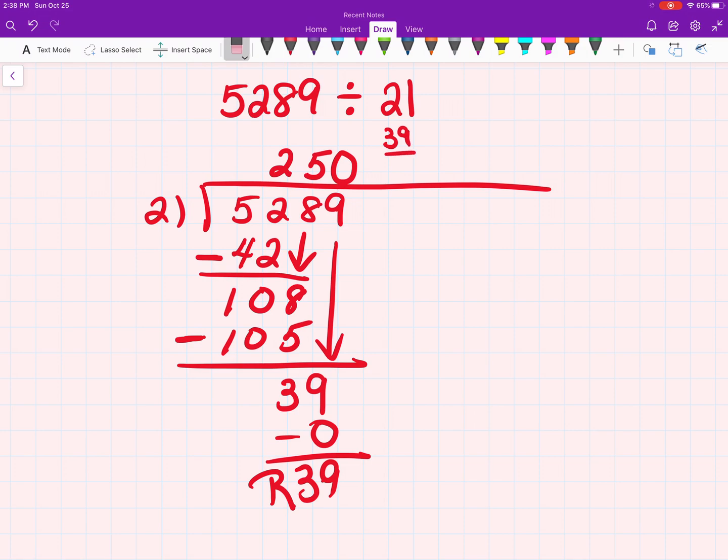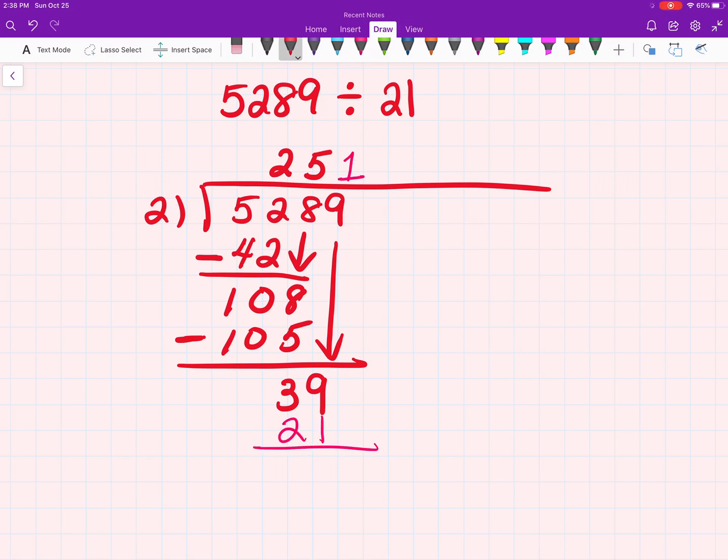I don't know how to divide. It's actually 1. We can go in there one time. I was thinking 2, so let me fix that. We multiply by 1 here, and then we get 21. And 39 minus 21 is going to give us 18. That's our remainder. And so we're going to have 18 over 21.